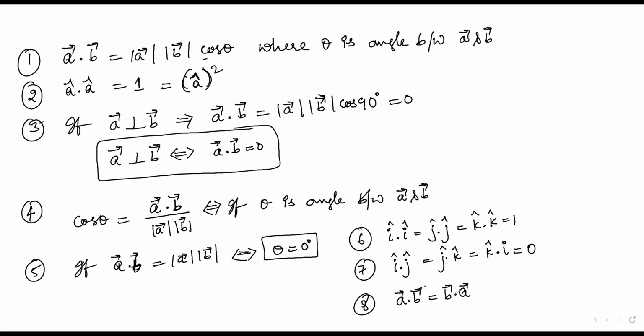But you should also understand that always A dot B equals B dot A. Why? Mod A mod B cos theta only, na? Mod B mod A is also the same thing. So there is no problem in that.